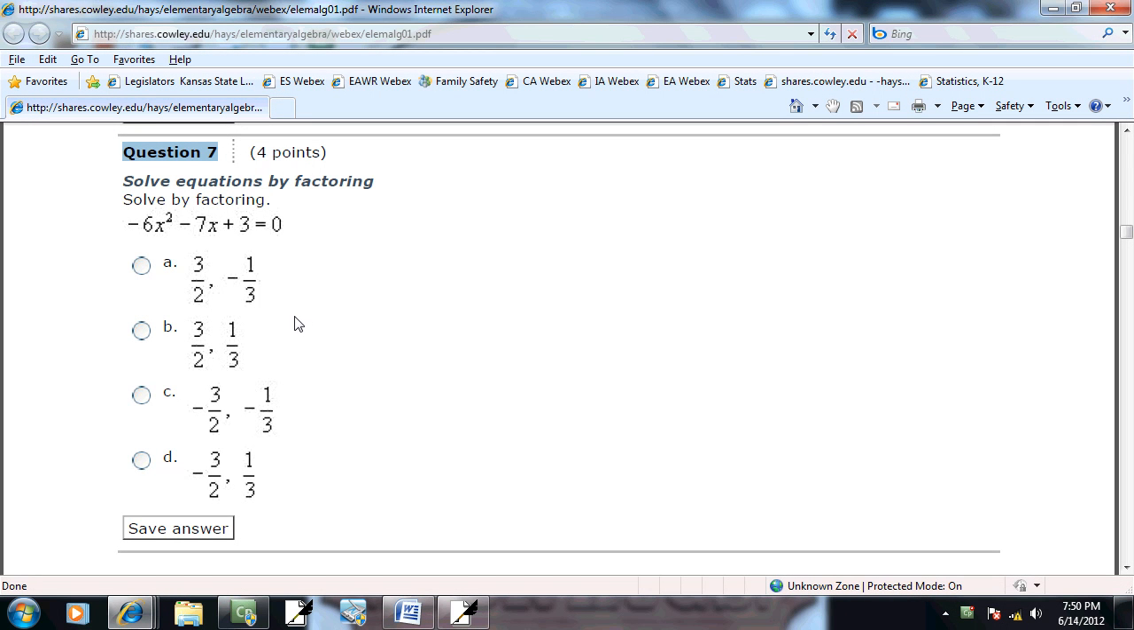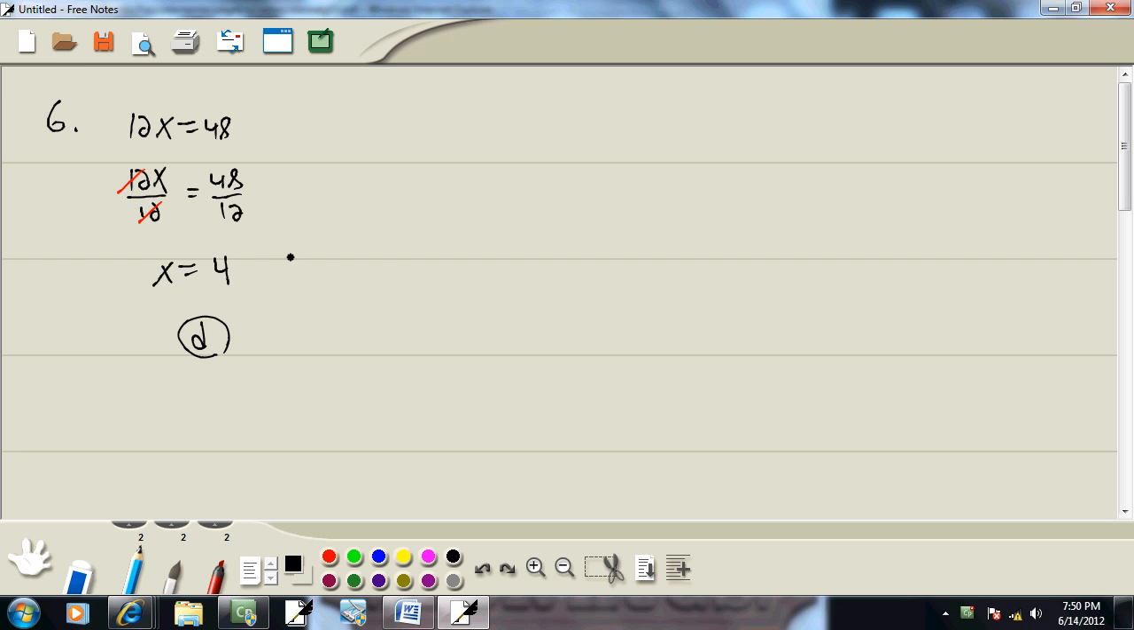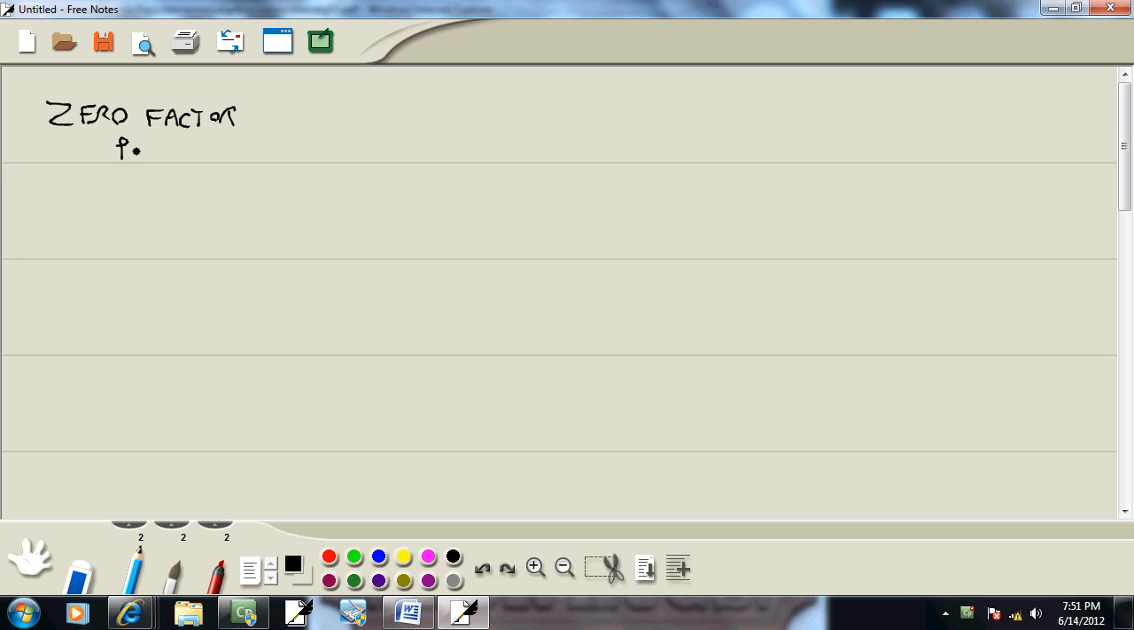Let's take a look at question number 7. It says solve equations by factoring, and we got negative 6x squared minus 7x plus 3 equals 0. This is the zero factor property. Some books call it the zero product principle. There's a whole bunch of different names for it.